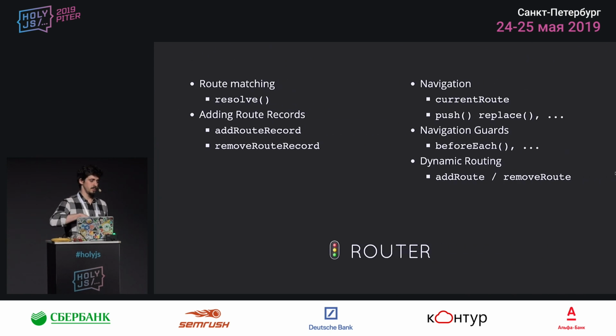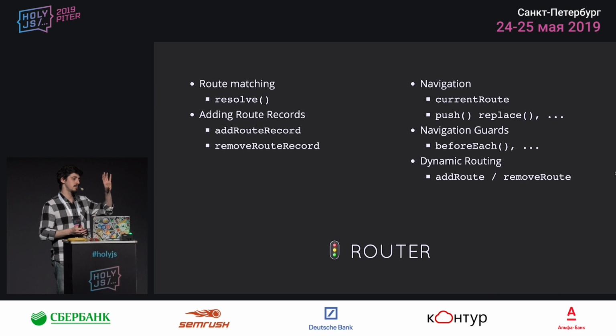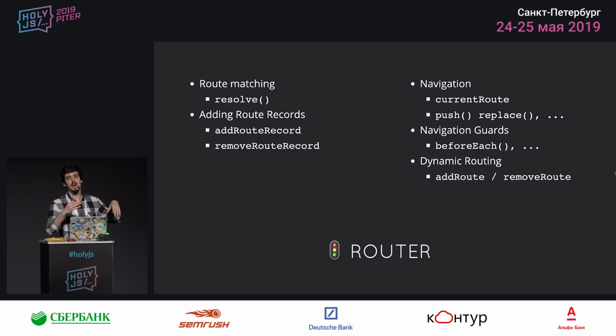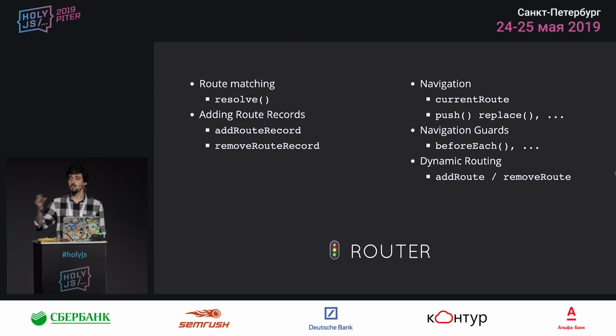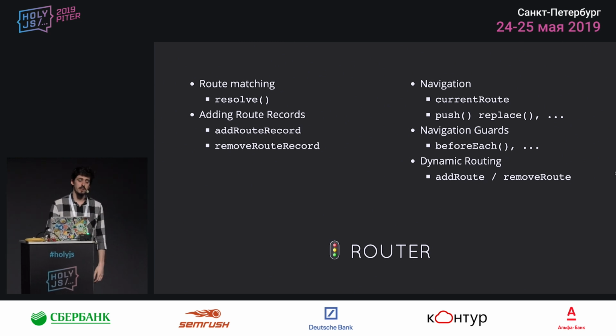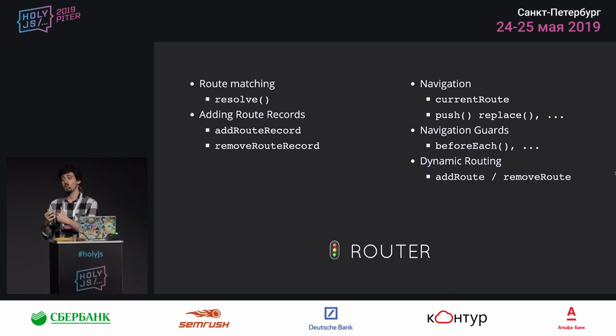So let's go back to the router, and let's divide the router a bit further. I was talking about router matching with resolve and match, which I'm going to suppress here. And then we have adding route records, so that will be the dynamic routing. And on the other side, we have navigation, so what route we are on, push and replace, so navigating, and then we have the guards and dynamic routing. So that will be the public API to manipulate the matcher.